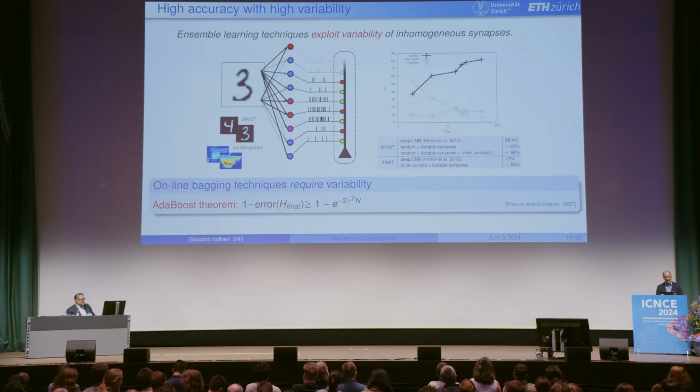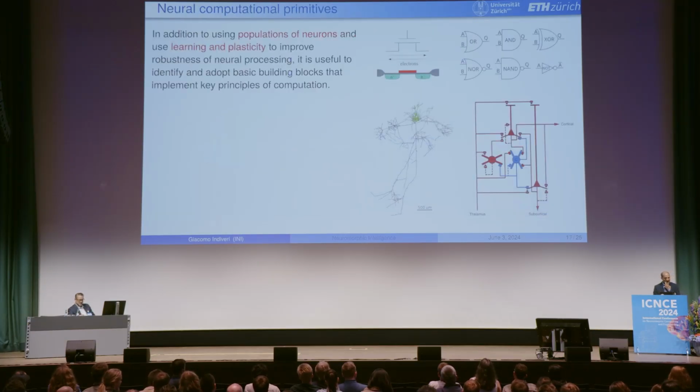So this is just to say learning can also, in addition to using populations of neurons, be useful for improving accuracy of your networks if you use mixed signal, analog and digital, and don't just stick to pure digital software simulations. So this is basically what I'm saying here, that in addition to using populations of neurons and learning, you can do more.